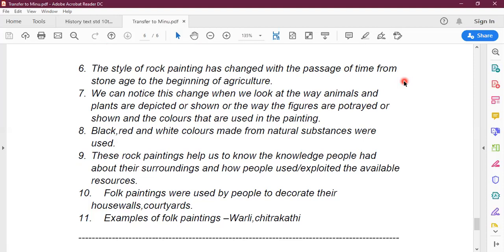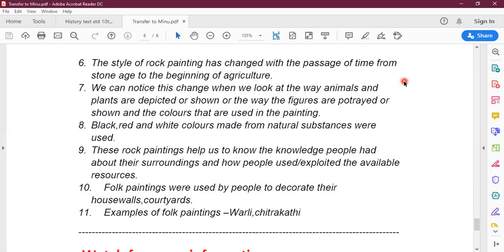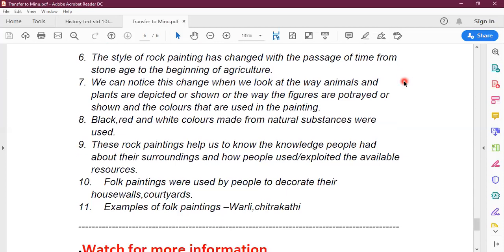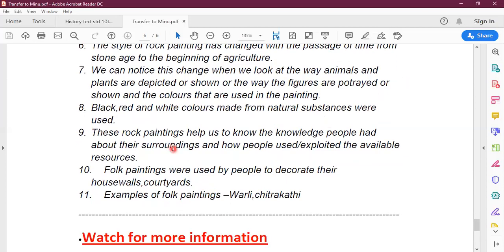Rock paintings are important, they become material sources of history. When you look at the paintings of age old times, you gather information about the knowledge that the people had, also about what they knew about their surroundings, and how the people used these available resources. Their lifestyle is very clear when you have a look at these paintings. We know that they were involved in hunting, agriculture, dancing, how marriages were performed. So many small customs, traditions we come to know through these paintings. That's why they become important material sources of history.